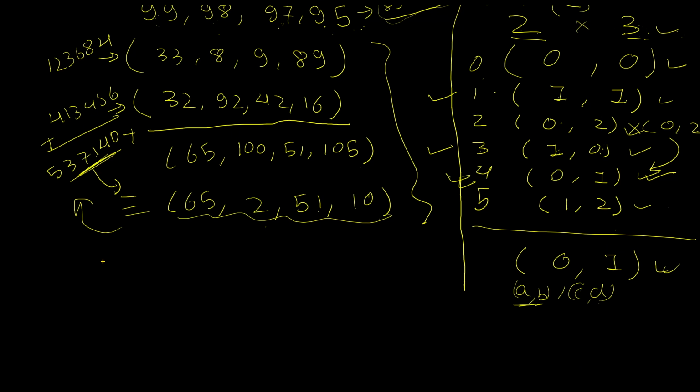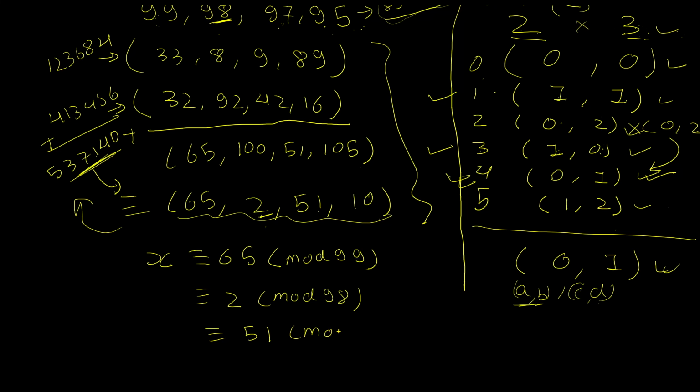Okay, so let me demonstrate the point here. And our goal is to be able to find this representation for this number. How are we going to do that? So like we talked about just a minute ago, I want a number x which leaves a remainder of 65 when divided by 99. Similarly, the same x needs to leave a remainder of 2 when divided by 98. And that comes from the fact that this 2 corresponds to this modulus here. And the same number should leave a remainder of 51 when divided by 97. And the same thing should be true for 10 mod 95.